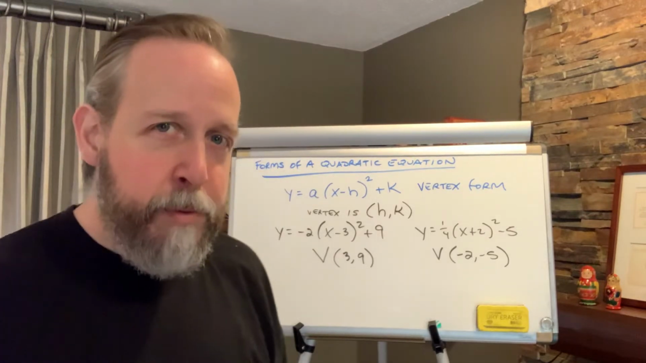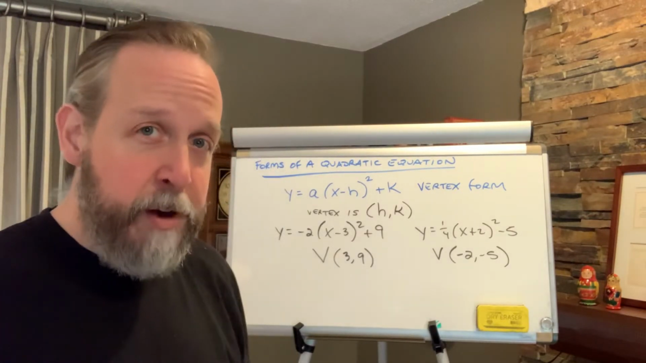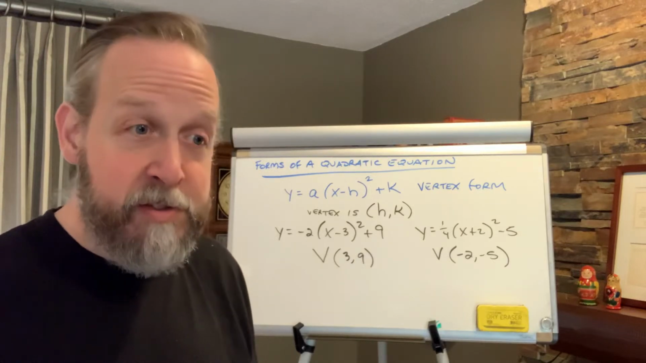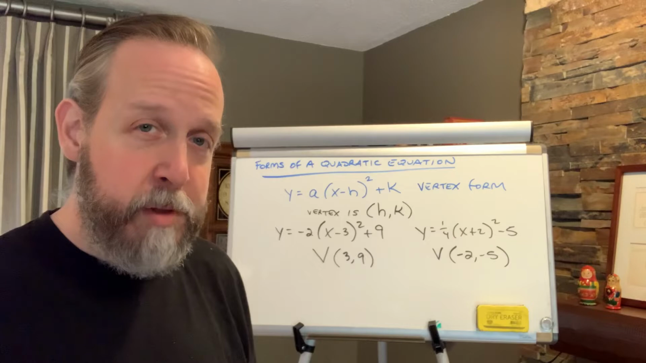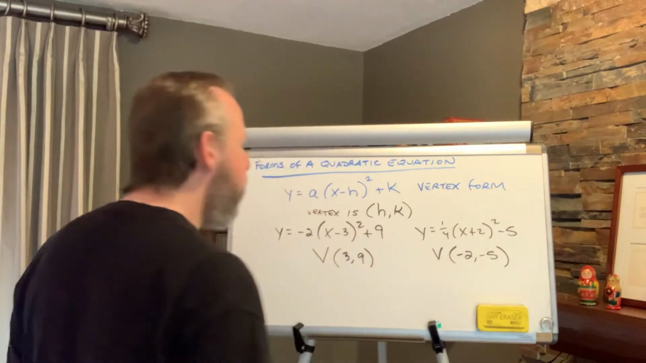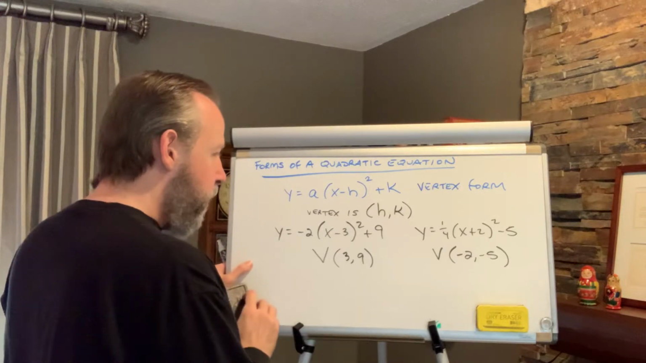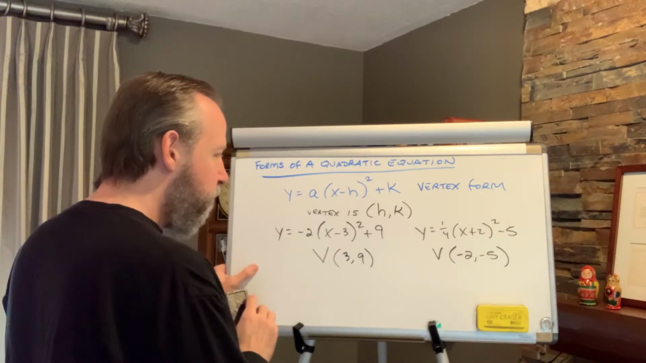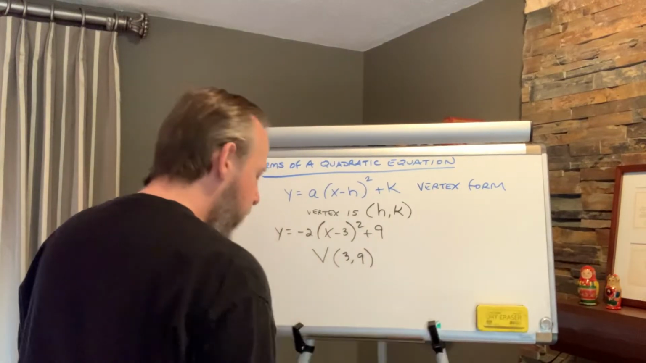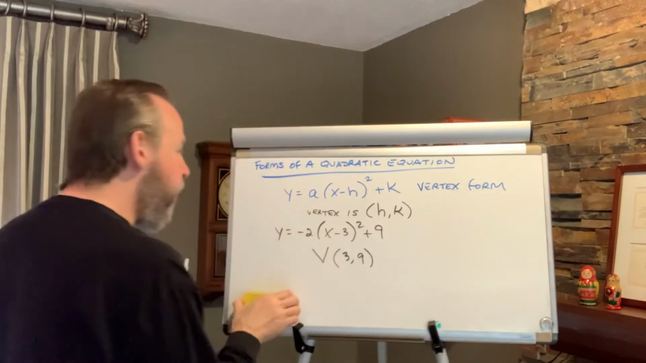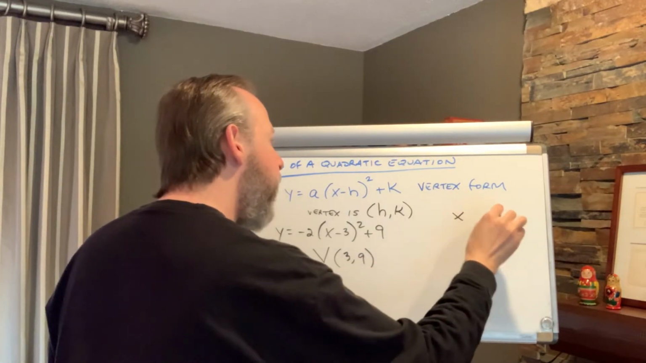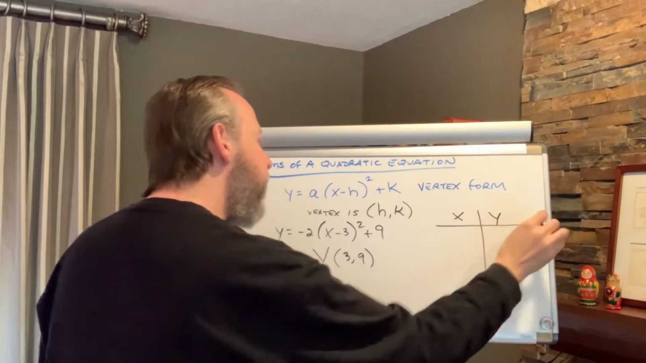This is very important if we're going to learn how to graph a parabola. Identifying the vertex is key because it's the center of our t-table. Let's take an example. We'll just use the first one I wrote down. So I'm going to erase that one, and I'm just going to make a t-table right there. So x, y, here's my t-table.